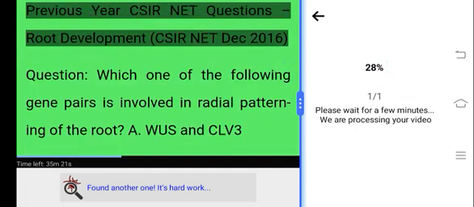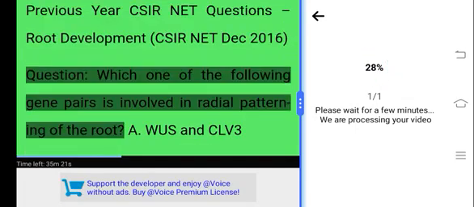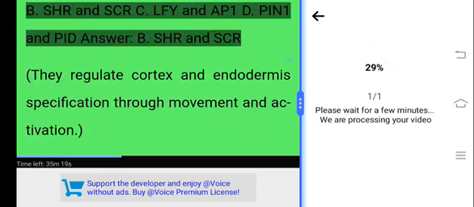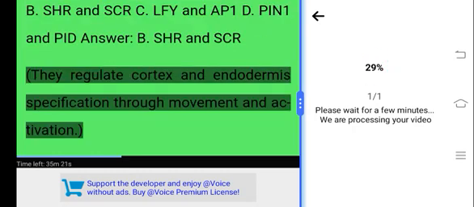Previous year CSIR NET questions. Root development, CSIR NET December 2016. Question: which one of the following gene pairs is involved in radial patterning of the root? A, WUS and CLV3. B, SHR and SCR. C, LFY and AP1. D, PIN1 and PID. Answer: B, SHR and SCR. They regulate cortex and endodermis specification through movement and activation.